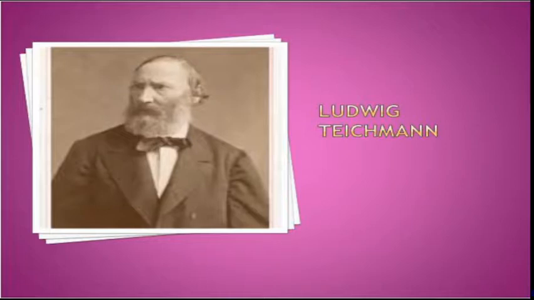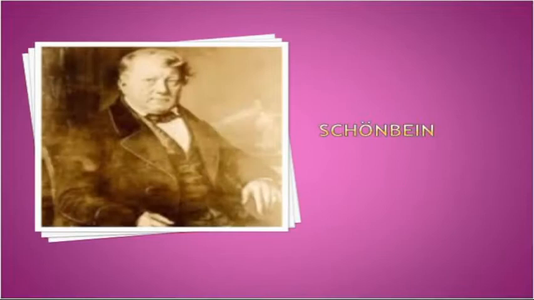His test detected the presence of hemoglobin. The German scientist Schönbein developed the first presumptive test for blood. It takes advantage of the ability of hydrogen peroxide to react with hemoglobin. This was in 1863.